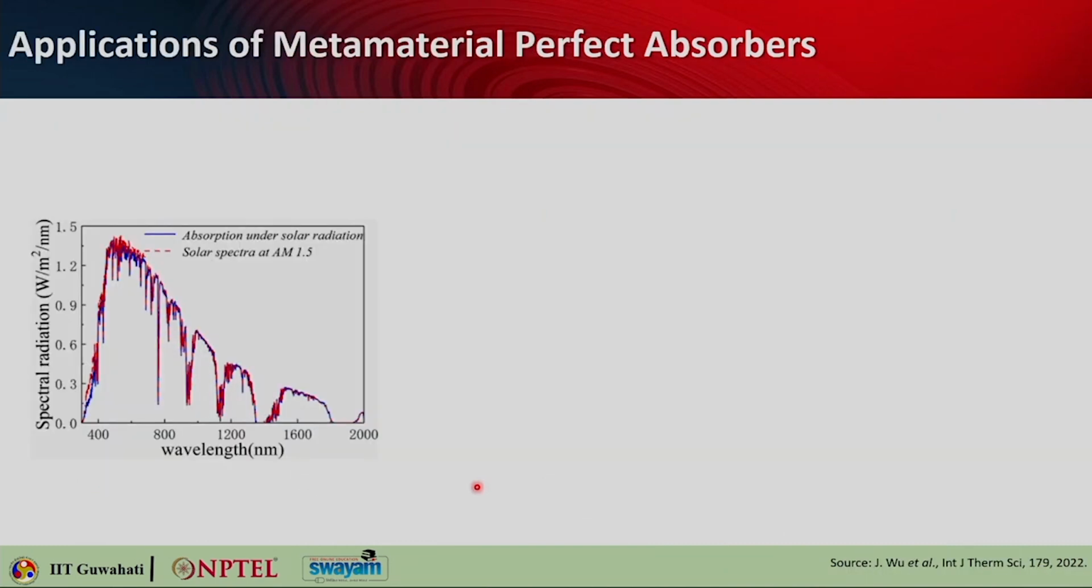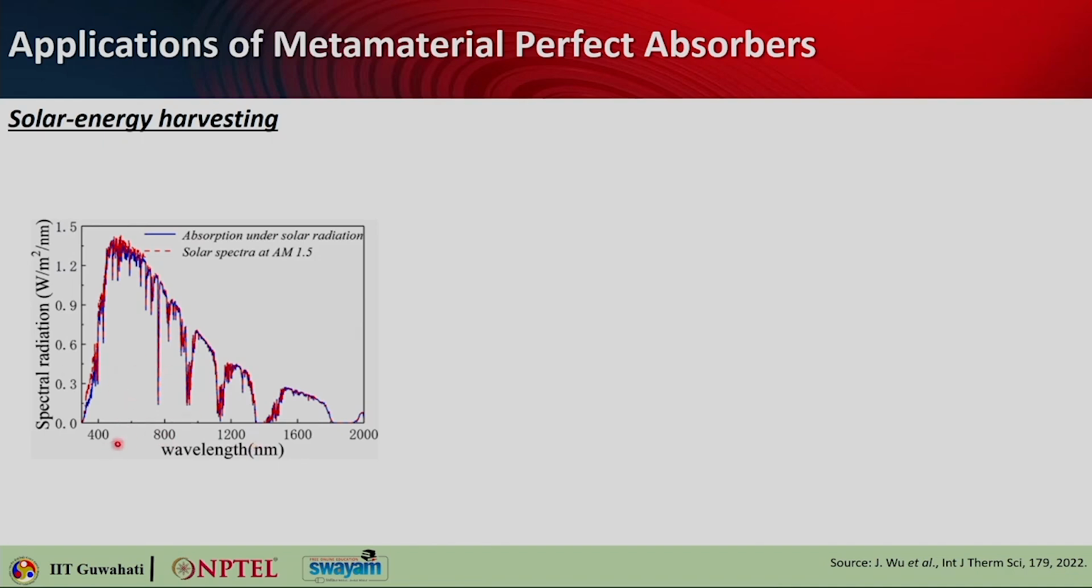Now, let us look into the applications of these metamaterial perfect absorbers. The first application that comes to our mind is solar energy harvesting. And when we talk about solar energy harvesting, the most important thing for us is to know how the solar spectrum looks like. So, you can see this is the solar spectrum, or solar spectral radiation, versus wavelength. It actually follows this particular pattern. You can have a black body radiation peaking around 5500, I believe. That can match this 5500 Kelvin, that can match this particular solar spectrum.